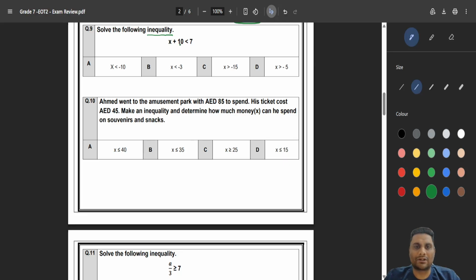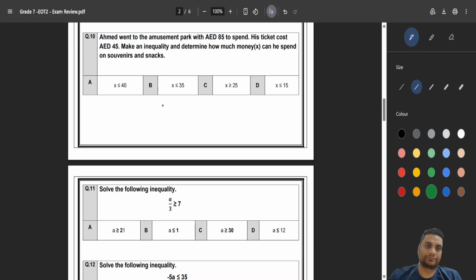So you have to remove the number. You see plus 10, so you will do minus 10. Minus 10 this side, so minus 10 this side also. Okay, 10 and 10 finished. So x less than 7 minus 10 will be minus 3. Why? Because check, if I have 7 minus 10, I will do 10 minus 7, which is 3. But the bigger number has the minus, so the answer will also take minus. So minus 3. x is less than minus 3. Okay. Next question.